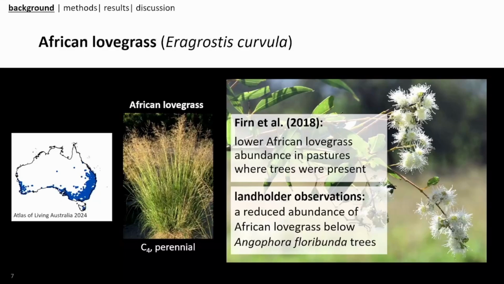And yeah, a study that's been recently conducted in the lowland grassy woodlands found that pastures where trees are present usually have a lower abundance of African lovegrass. And in addition to that, landholders of the areas have also observed that particularly beneath Angophora floribunda trees, African lovegrass is reduced in abundance. And so I was interested in testing this hypothesis.